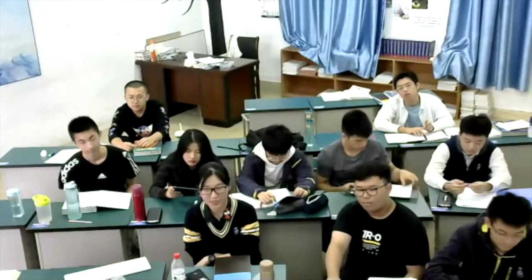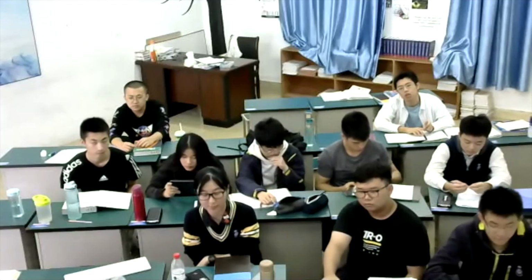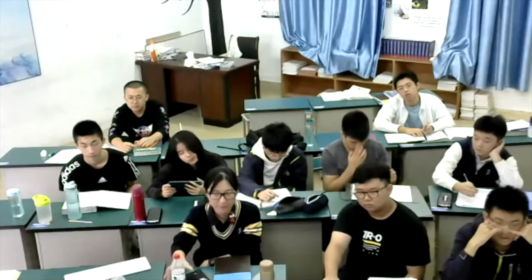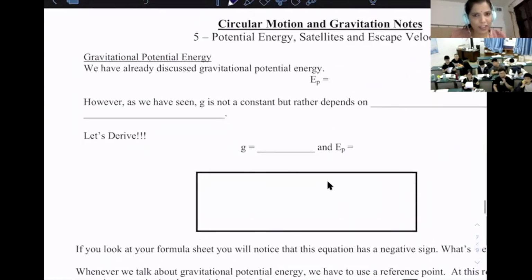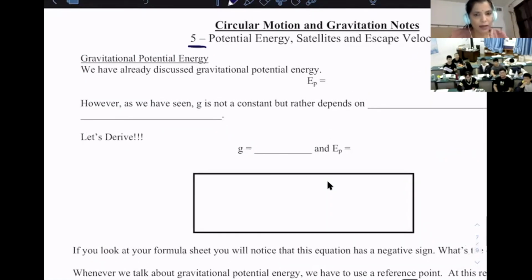So we derived the formula for the gravitational potential energy and the escape velocity. Let's move to this part of the worksheet number 5. These are all the types of questions you will come across during the test. This is a practice review for y'all. Let's start at this point, gravitational potential energy. Please read along with me.